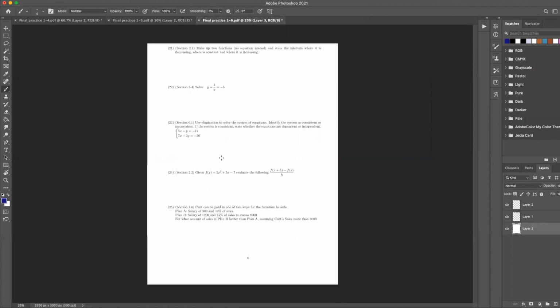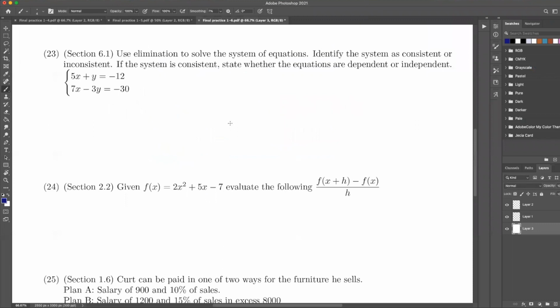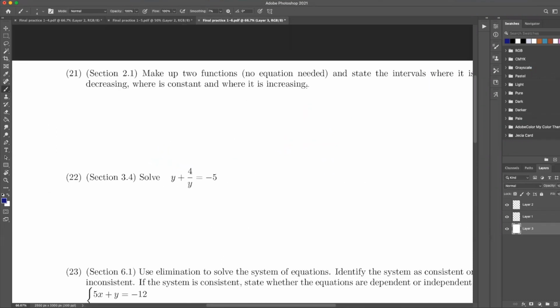And so we have just these 5 problems to go. All right, so here make up 2 functions, no equations, and state the intervals where they're decreasing, increasing. So here I just want you to make up some stuff and get used to it. This is the one where the book almost always looks like this or something. Where this is at 1, this is at -2, this is at -4, this is at -6, and this is at -5 or something. And I just want to say where it's increasing or decreasing.